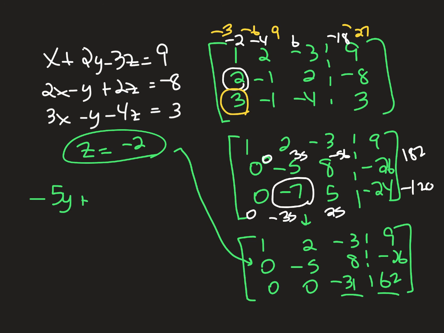I'm going to put the -2 in for the z. So 8 times -2 is -16. If I move it over, it becomes +16, which means this side's -10. So y is 2. There's my y.